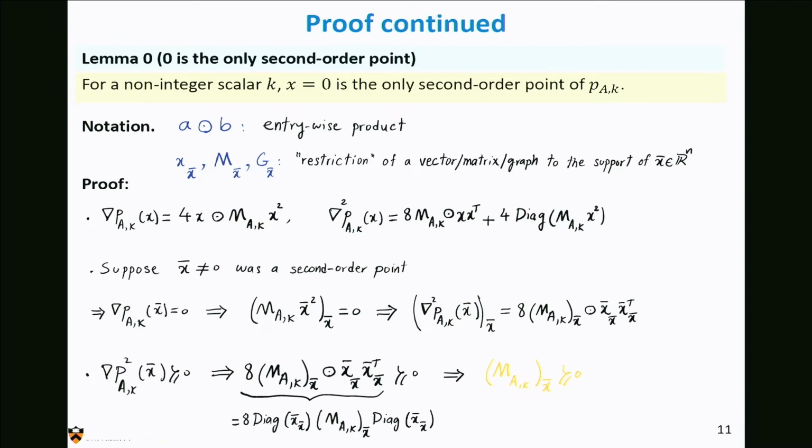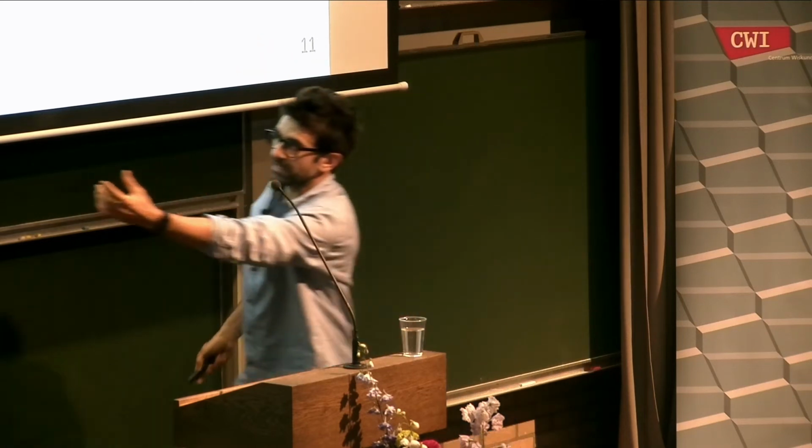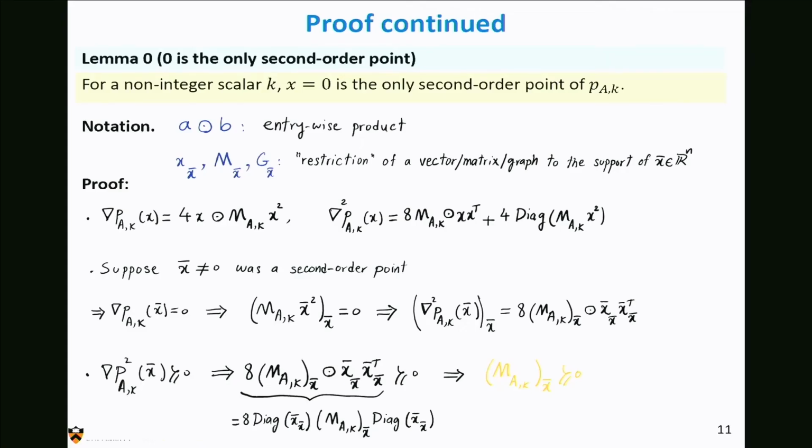But that simplifies the Hessian, so I'm also going to evaluate the Hessian first at this point and then restrict it to the principal subblock given by the support, and the second term will go away because of this, right? So the Hessian, when restricted and evaluated at x bar, will be this expression. Because the Hessian has to be PSD, its principal subblock needs to be PSD. And this implies, by a simple linear algebra argument, that M_AK sub x bar is PSD.